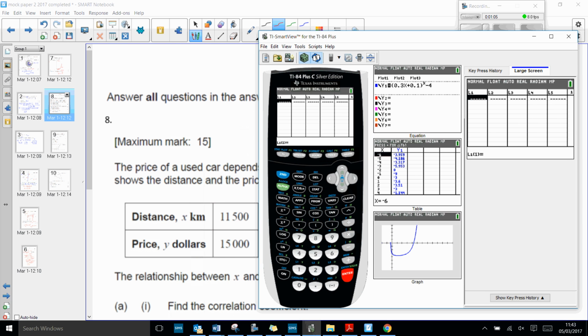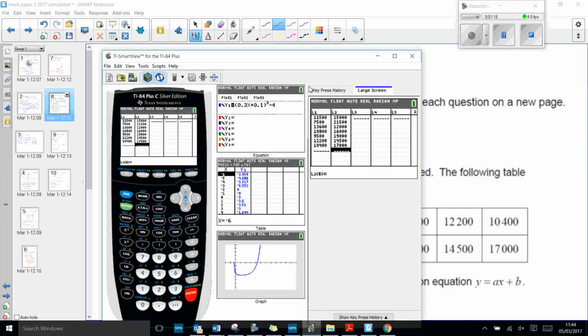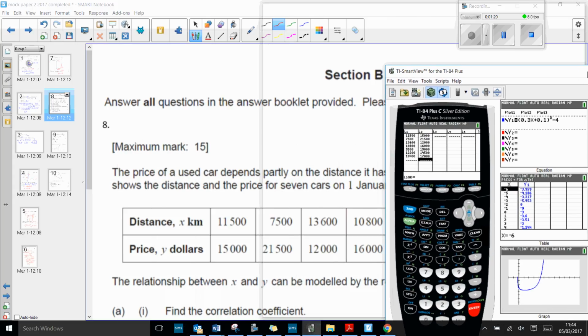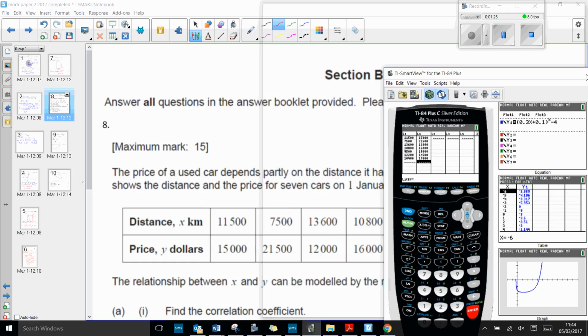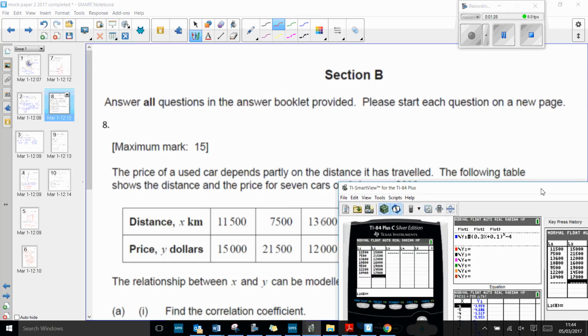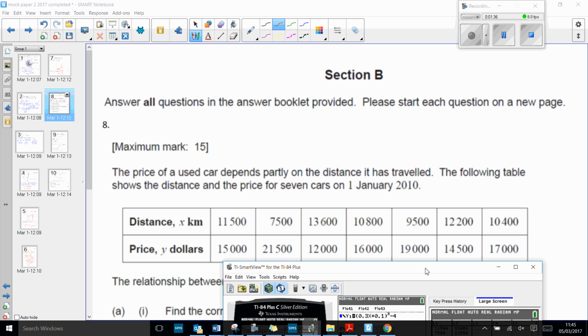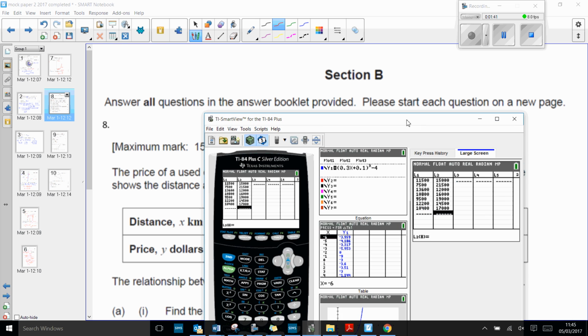It's going to take me a while, so I'm going to pause it just because I have to keep stopping and starting. Okay, so I've entered all of the data. Just make one final check that they're all correct. So 115, 7,500, 13,600, 10,800, 9.5, 12, 200, and 1,040, 15, 21.5, 12, 16, 19, 14.5, and 17,000. Okay, so our data's in.